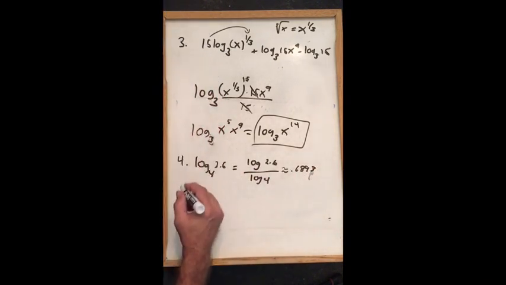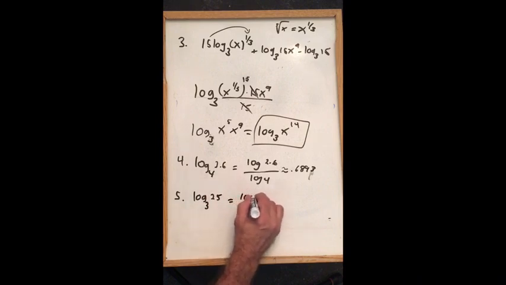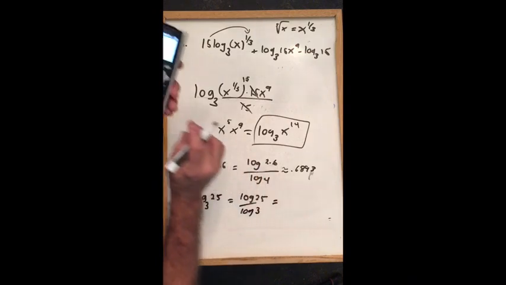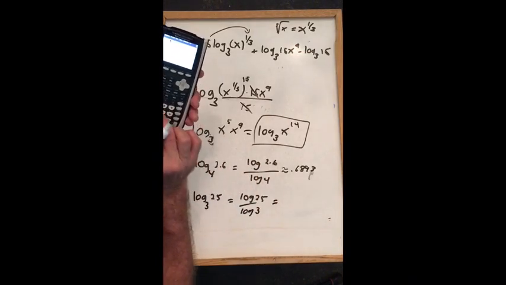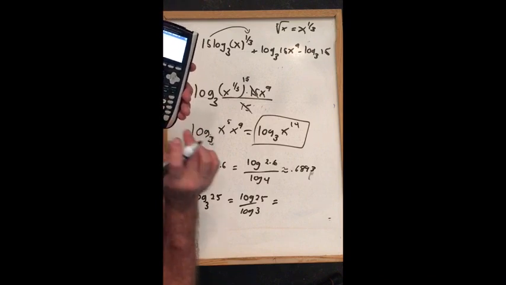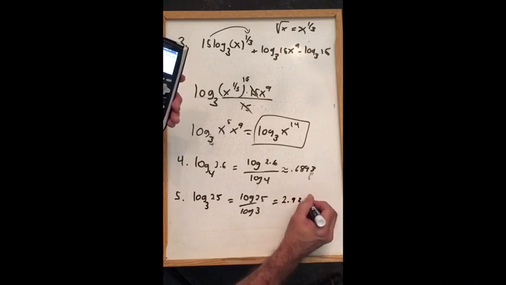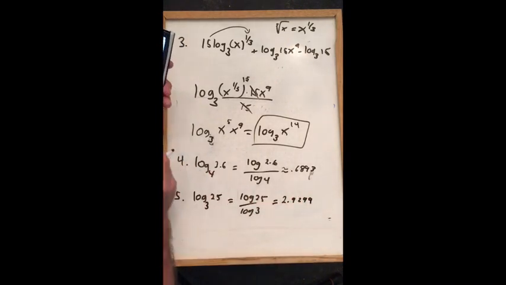Okay, and that's the same thing for number 5. I'll write this out. I have log base 3 of 25, which should be log of 25 divided by log of 3, which is equal to, again on the calculator, log 25 close parentheses divided by log of 3, and I get this number right here, 2.9299. I'll just stop there. That's good enough. Okay, hope that helps.